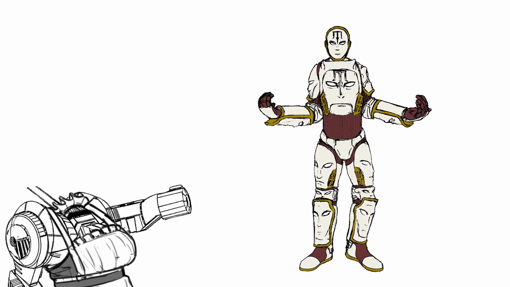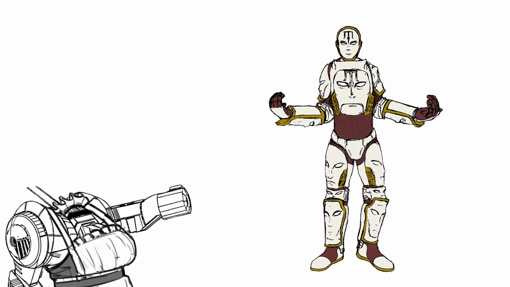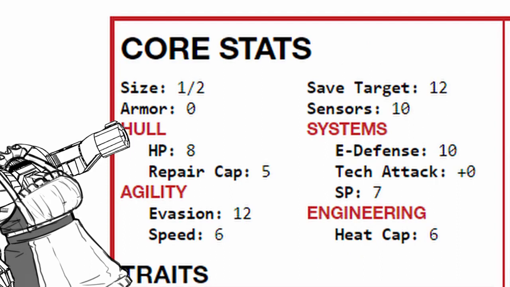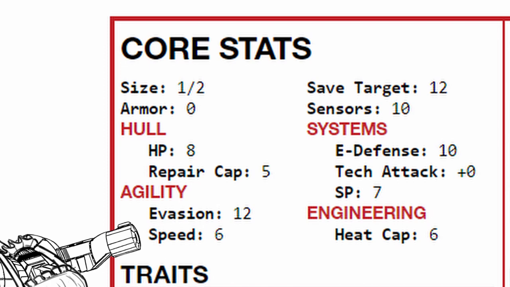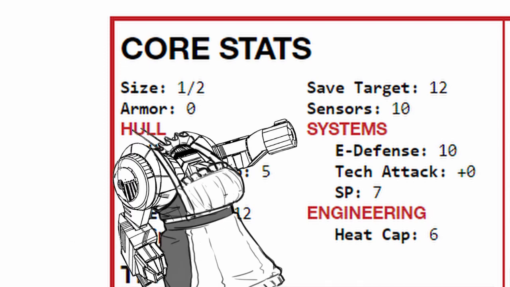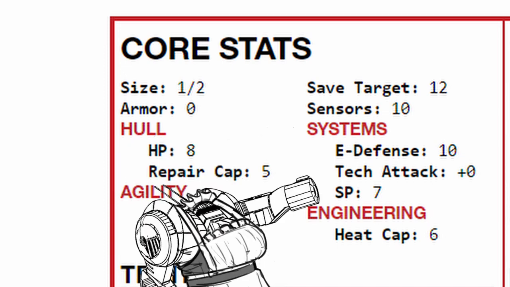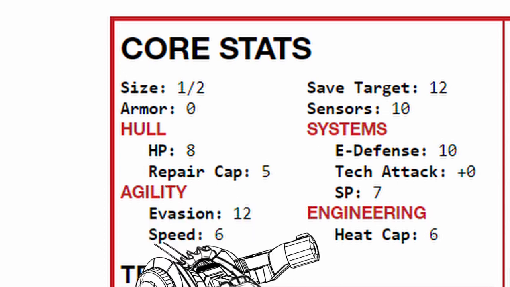But let's talk about the actual topic of this episode, Janus. Janus is small with no armor, but it has quite a good health with an adequate amount of repair cap, along with excellent evasion and speed. Its save target is also really good, sensor range isn't as good but still quite nice, and its e-defense is just good. It also has 7 system points and a great amount of heat cap to handle some heat.